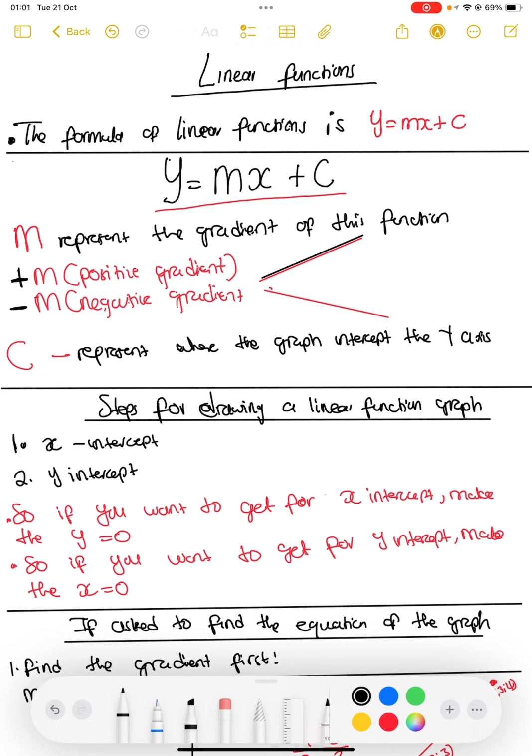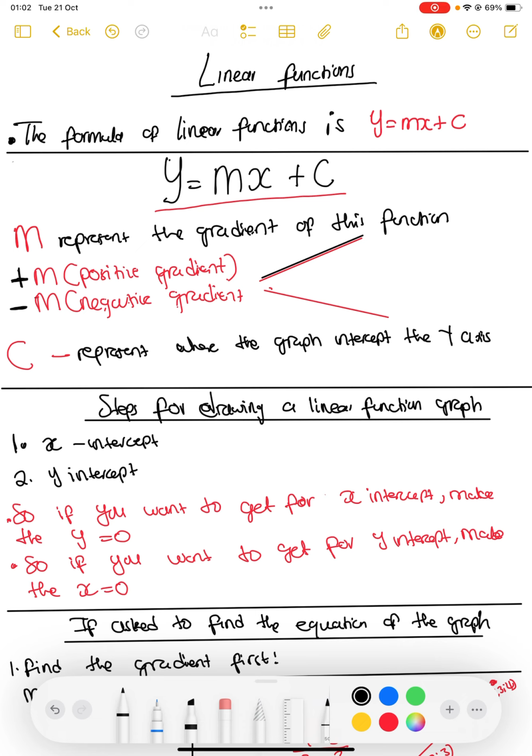All right. Now I'll be teaching you guys on the topic of functions. I'll be focusing more on linear functions so that you can get the basics and understand. When you want to write the formula of a linear function, it is always y equals mx plus c. So what does m represent in that formula? m always represents the gradient of the function.